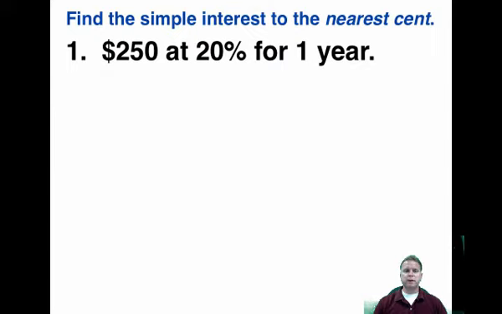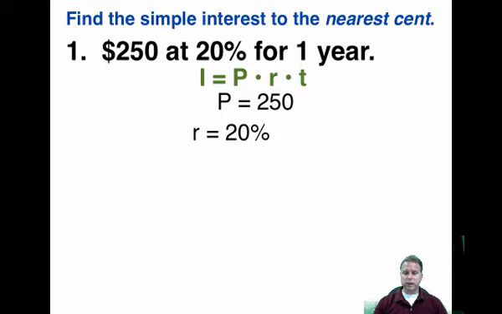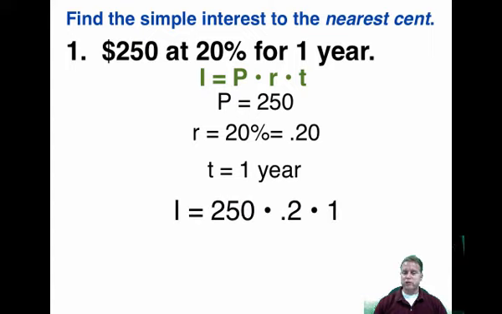So let's find the simple interest to the nearest cent. For number 1, we have $250 at 20% for 1 year. Well, we're going to use the formula I is equal to P times R times T. The principal is $250. The rate is 20%. Written as a decimal, that's going to be 0.20. Move the decimal 2 spots to the left. And our time is 1 year. And again, we need to always do our time in years. So if we take our calculator, we're going to go 250 times 0.2 times 1.